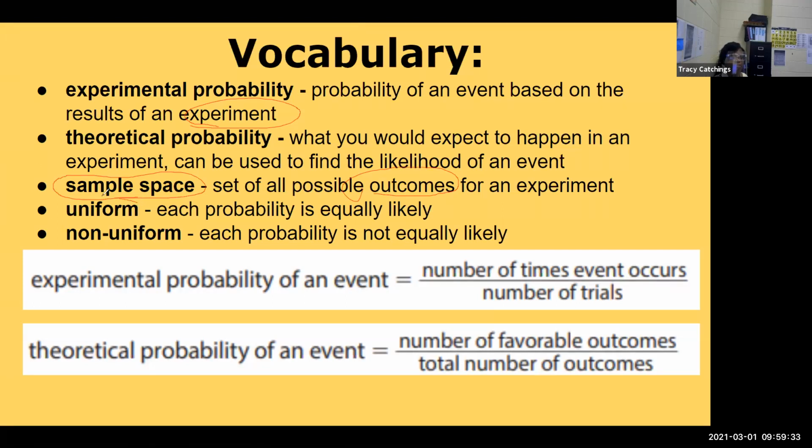All right, and then we have something known as uniform and non-uniform. Uniform means each probability is equally likely, and non-uniform is not equally likely. If I have a coin, I only have two outcomes. So that means I have a 50% chance of getting heads, 50% chance of getting tails. So that would be uniform probability because I can get half and half.